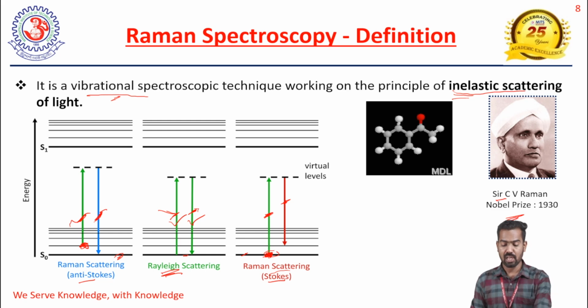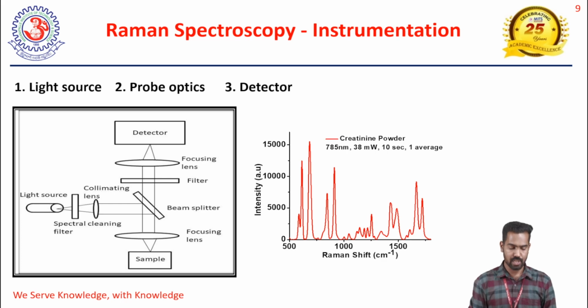Okay, coming to the next slide is very important, as I already mentioned. Every spectroscopy should have some instrumentation. Instrumentation means how these things, like the light source and also the probe optics, are arranged. I will explain what probe optics and the detector are, and how they are aligned.